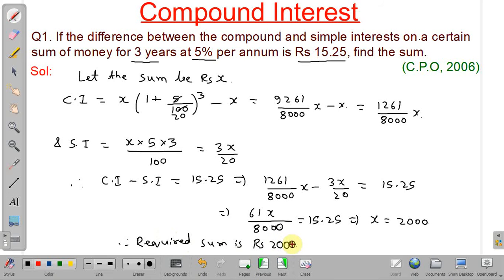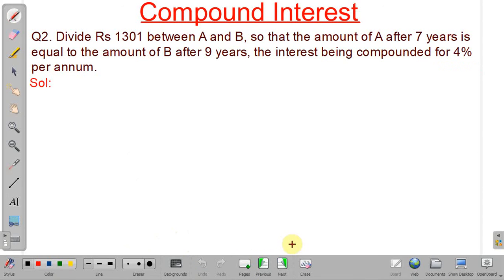Okay. We will discuss next problem. See, in this problem, what is given? We have to divide rupees 1301 into two parts, A and B, so that amount of A after 7 years and amount of B after 9 years both will be equal. Interest rate is compounded for 4% per annum.